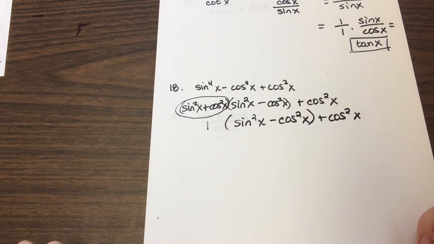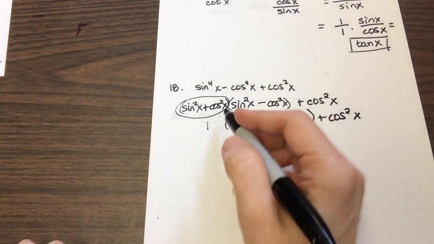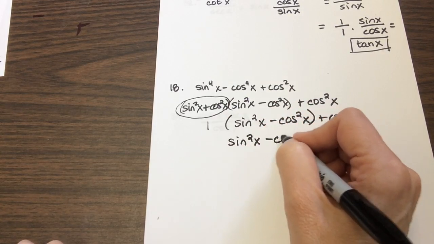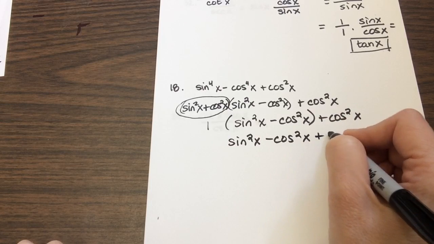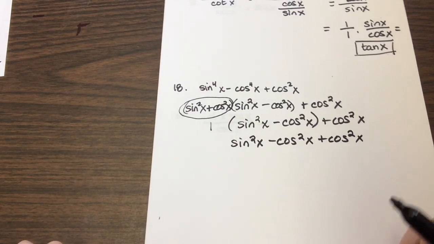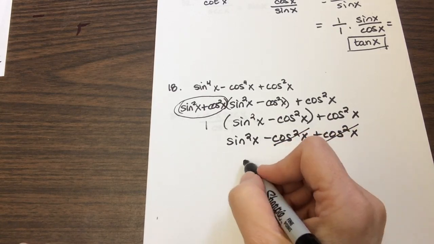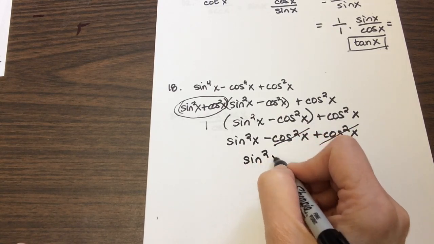Sine squared x minus cosine squared x times 1, and I could have just gone ahead and gotten rid of my parentheses in that last step, but I didn't. And notice now I have opposites, and those add out. So all I'm left with here is the sine squared.